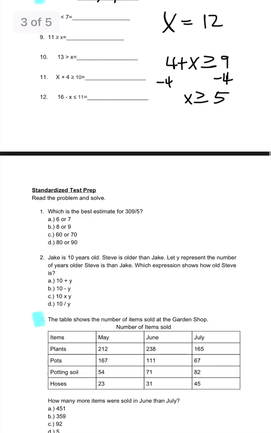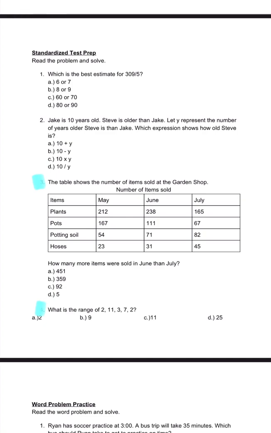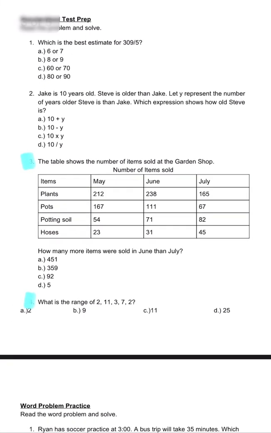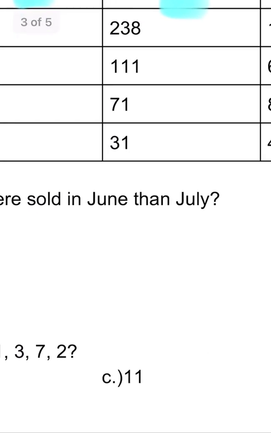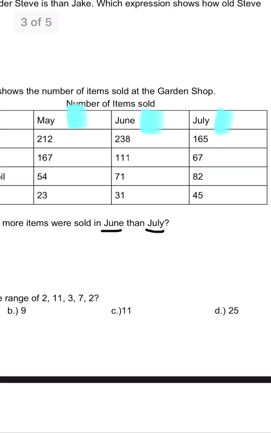Okay, now we'll be looking at standardized test prep. Again, these problems are going to really help you guys on the standardized test that you should take at the end of the year. So number 3, the table shows the number of items sold at the garden shop. We can see that there's plants, pots, potting soil, and hoses, and there are 3 different time periods for dates. We have May, June, and July up here. They want us to see how many more items were sold in June than July. So we're only looking at those months.